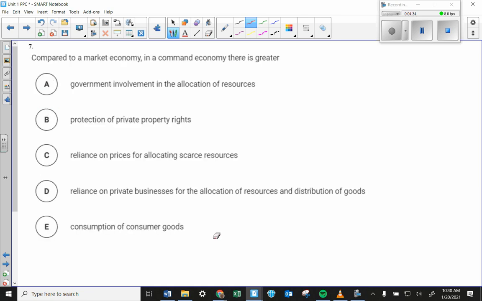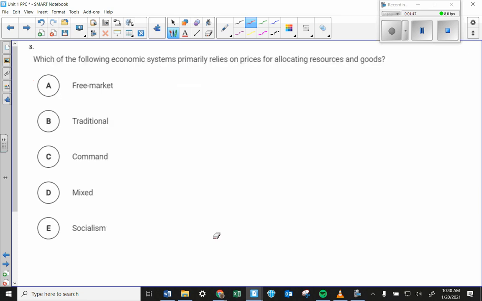Number 7 says compared to a market economy and a command economy, it's basically you have just tons of command economy, which means tons of government involvement. If you missed this question, make sure you go back and read through all that stuff that I had on command and market economies in the notes.